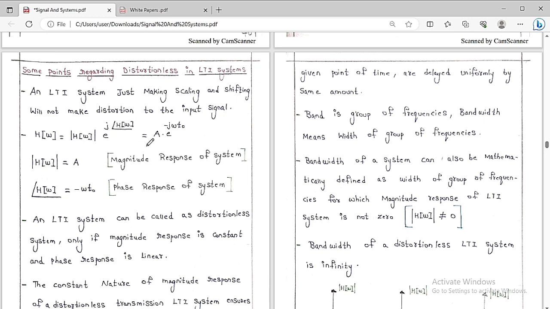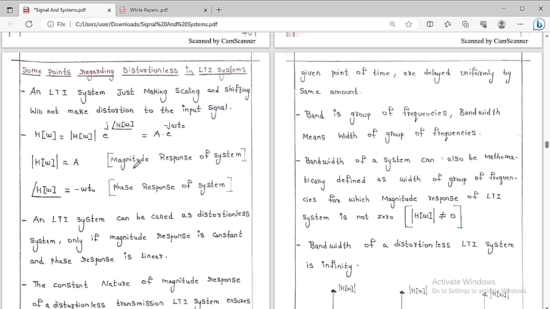This we got previously as A into e to the power of minus j omega t naught. So by comparing, we can say the magnitude part is A and the angle part is minus omega t naught. So magnitude of H of omega is equal to A and the phase angle of H of omega is equal to minus omega t naught. This is called the magnitude response of the LTI system, and this is the phase response of the LTI system.